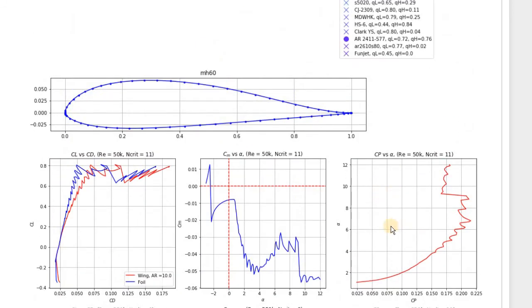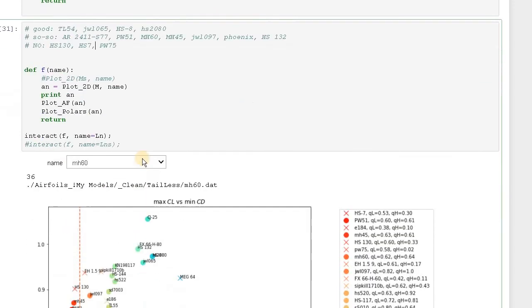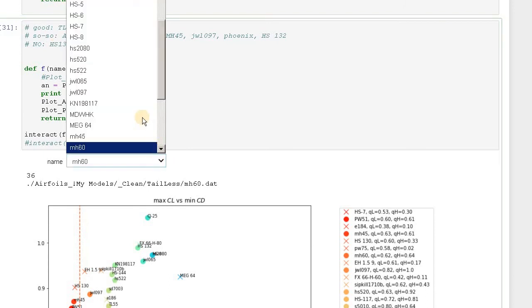But also we have totally unstable airfoils, like for instance the HS series. Let's look at this one.